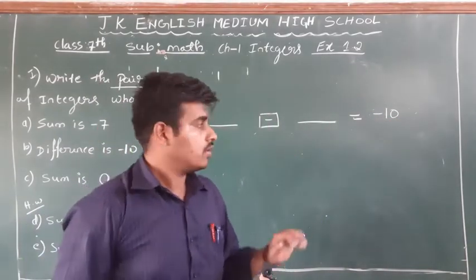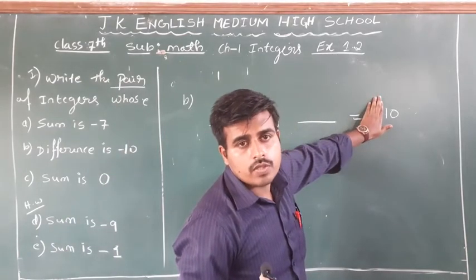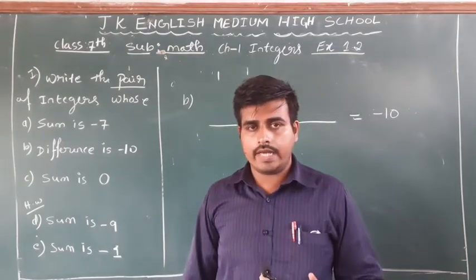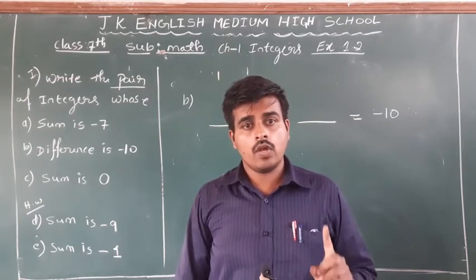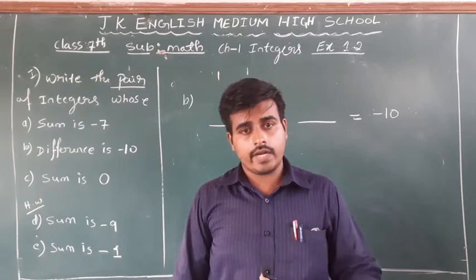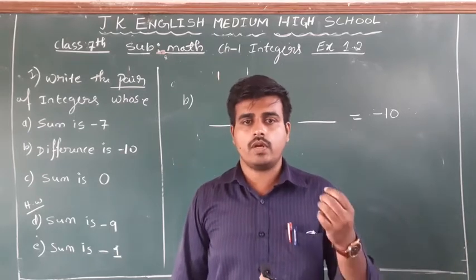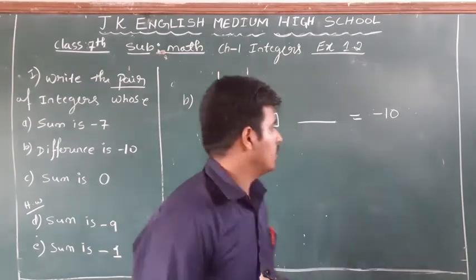Same method you can observe. Don't look at the sign, just look at the number 10. By adding which two numbers you will get 10? There are many combinations. I can add 1, 9, I can add 2, 8, 3, 7, okay, 4 and 6, 5 and 5, 0 and 10. So many combinations are there. It is your choice which one you are going to use. I am going to use 3 and 7.